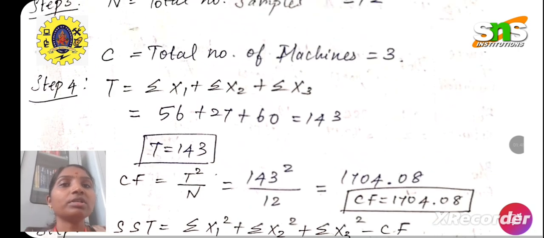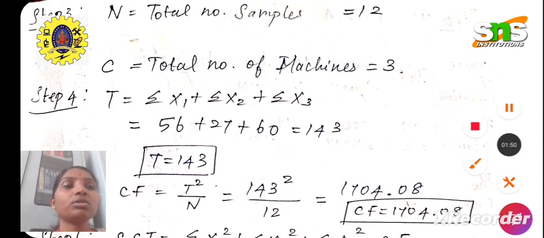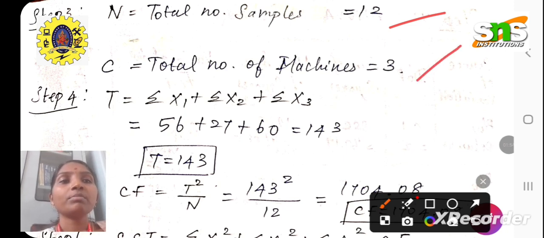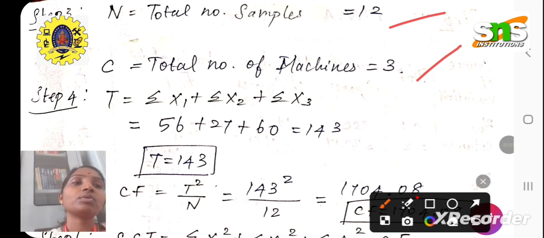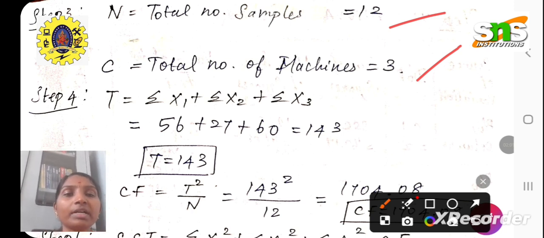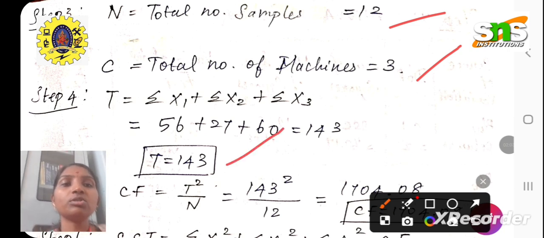So now we are moving on to the third step. The third step is nothing but the total number of samples. The total number of samples is 12, as obviously seen from the given data, and the total number of machines is also obviously given as 3. And in step number 4, we will be calculating T, which is the sum of the given contents, summation of x1 plus summation of x2 plus summation of x3. Therefore, T is equal to 143.